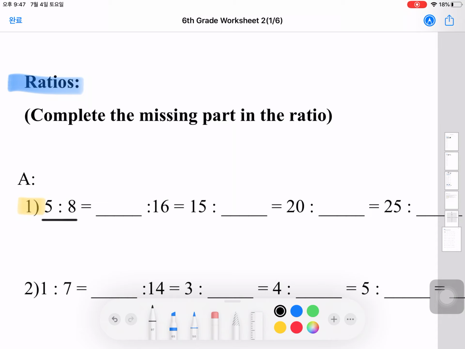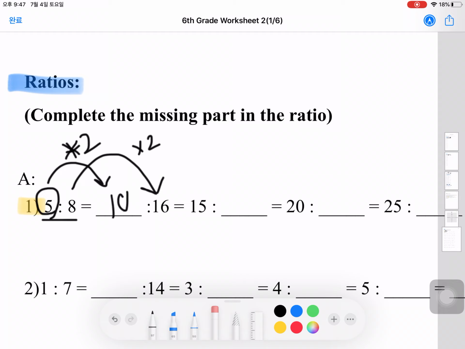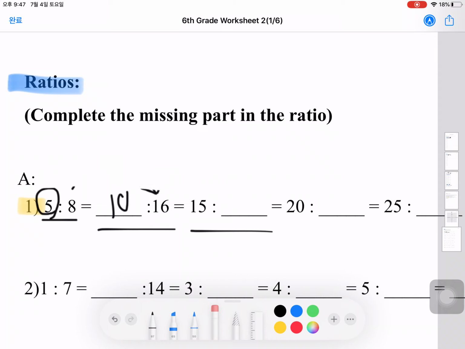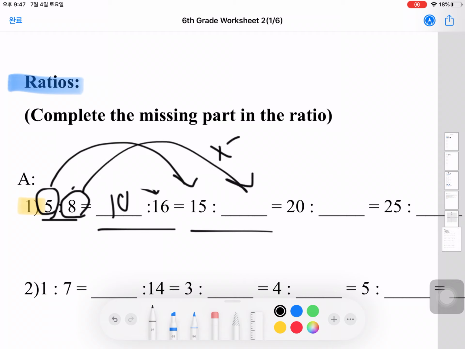So we can see that in order for 8 to go to 16, we multiplied by 2. So we have to do the same to the 5 to get the blank. 5 times 2 is 10. And now we could see for the next one, 10 to 16 is the same thing as 15 to blank. We can see here that 5 was multiplied 3 times to get to 15. So we have to multiply 8 by 3 times to get 24.